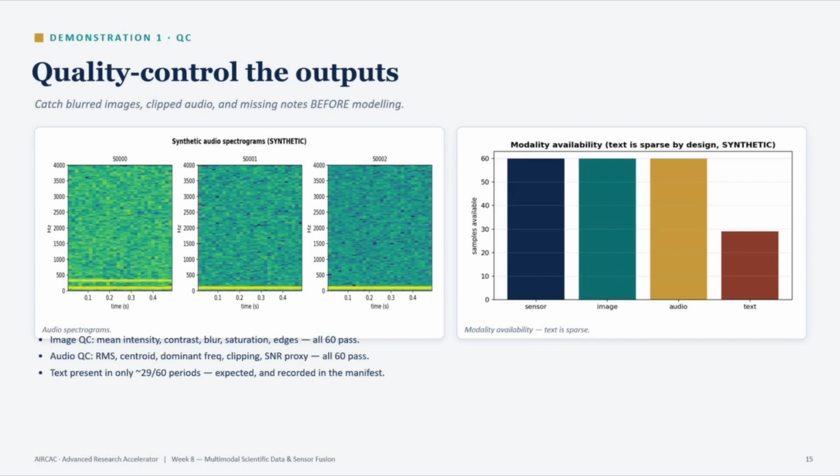As you can see here, the modality availability text is dispersed by design. So synthetic, we do that on purpose. Sometimes we don't have the text from the maintenance. They don't check the quality every day or every hour. We have this note; it's constant.